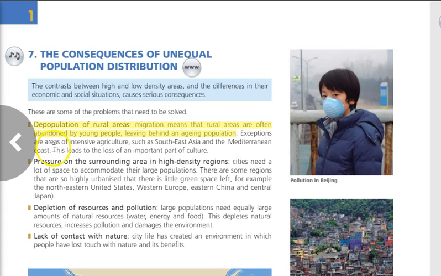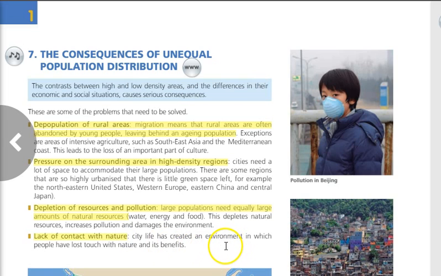Depletion of resources and pollution. Large populations need equally large amounts of natural resources such as water, energy, and food. This depletes natural resources, increases pollution, and damages the environment.